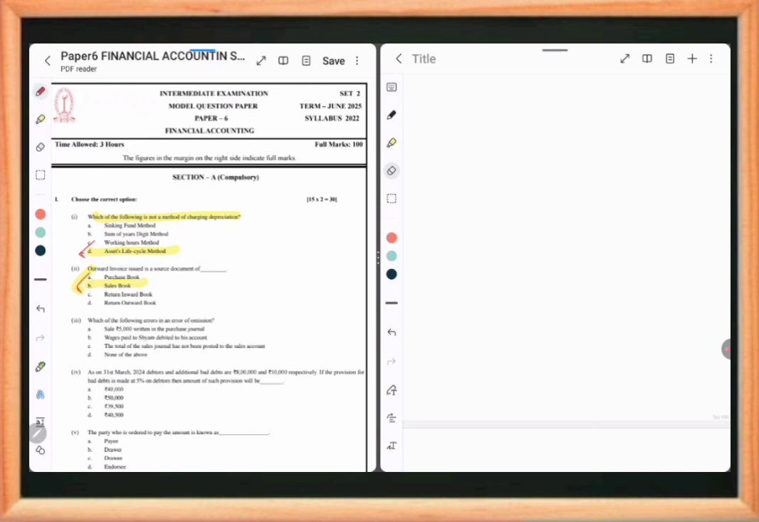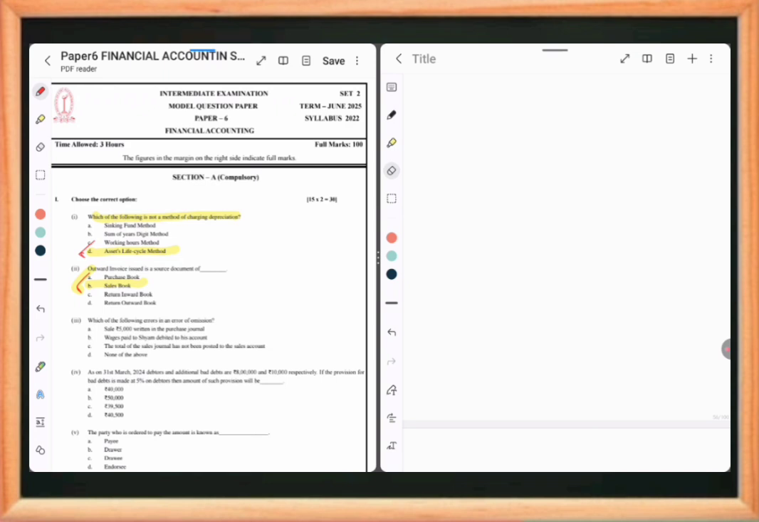And the next, which of the following errors is an example of omission? In case of the rectification of errors, there are so many types, I mean error of commission, error of omission, like that. If you are omitting a transaction, that is called error of omission. In error of omission, there are 2 types, that is fully omission and partly omission.